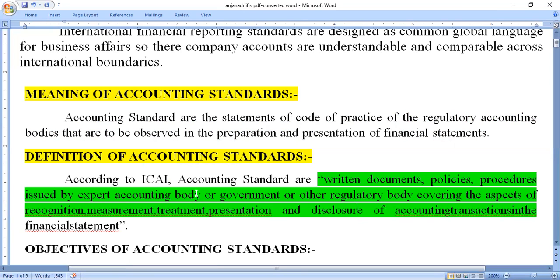The definition says accounting standards is nothing but written documents regarding the accounting policies and accounting procedures. Either it may be a single entry system or a double entry system, each and everything is issued by the rules and regulations, written documents prepared by the expert accounting body. The expert accounting body is nothing but the ICAI, the Institute of Chartered Accountants of India. Or the government prepares them through the MCA, the Ministry of Corporate Affairs.